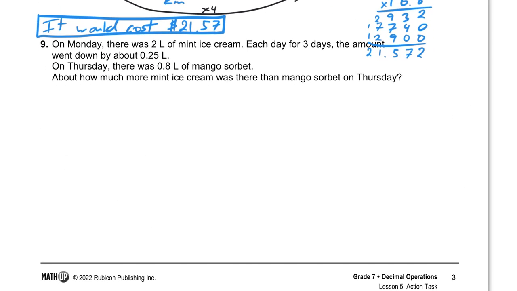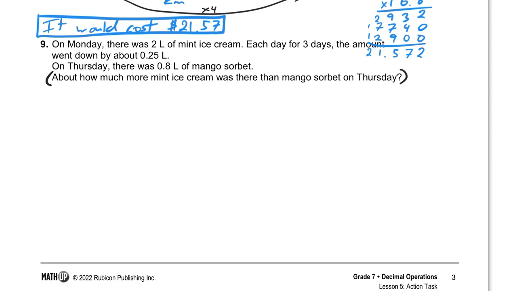On Monday, there was 2 liters of mint ice cream. Each day, for 3 days, the amount went down by about a quarter of a liter. On Thursday, there was an 8/10 of a liter of mango sorbet. About how much more mint ice cream was there than mango sorbet on Thursday? All right, this is getting more and more complex, isn't it? So the question it's asking is about how much more mint ice cream was there than mango sorbet on Thursday? That's the question it's asking.